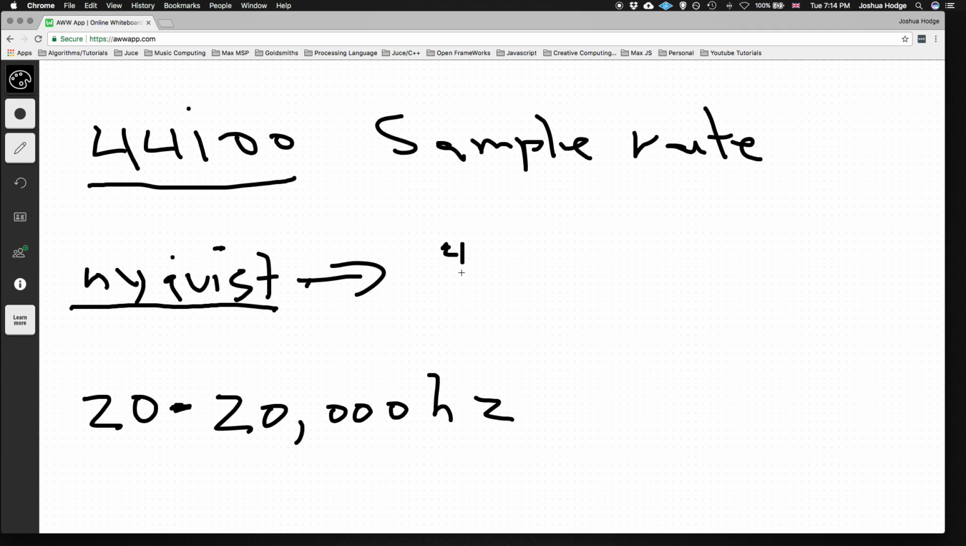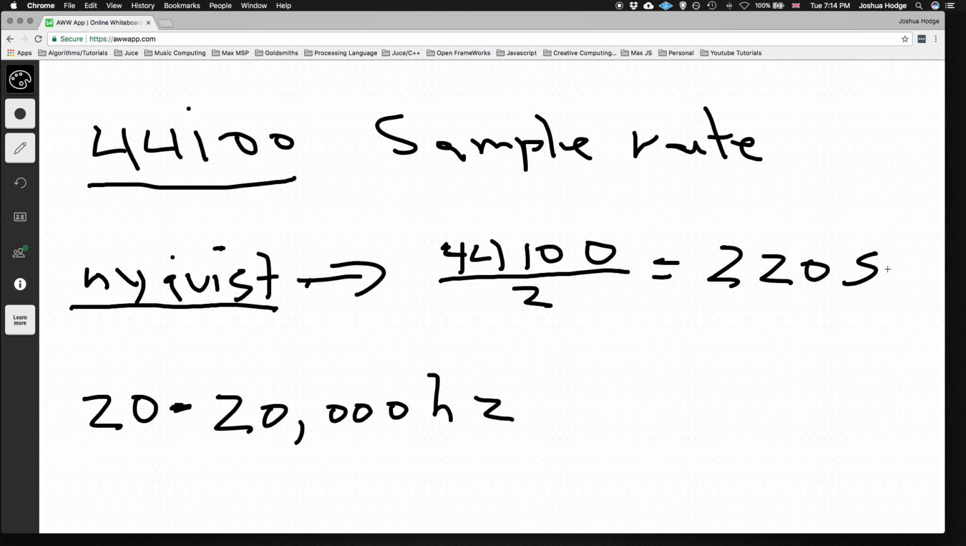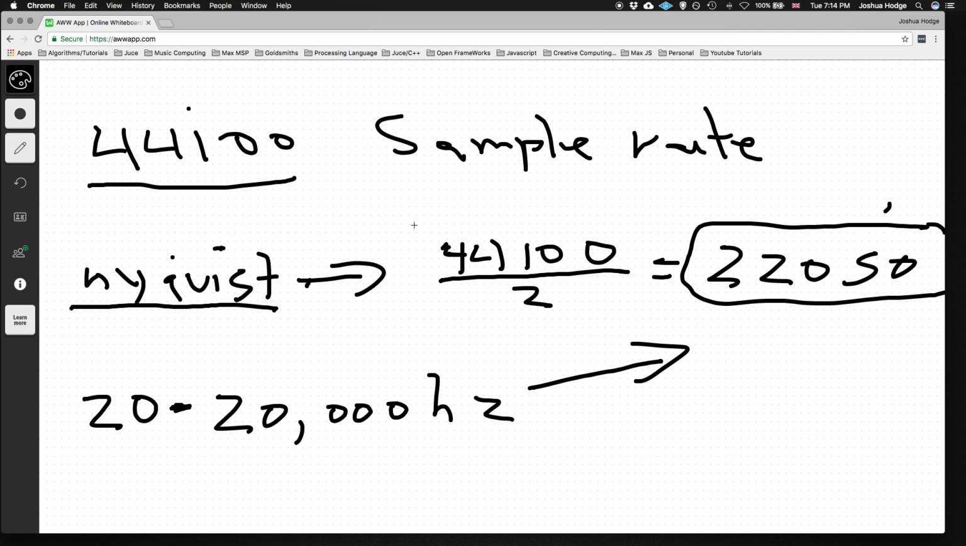So our sampling rate is 44,100, and the Nyquist says that the maximum frequency that can be represented is half of the sampling rate, which would give us 22,050. And so we can see that this is the maximum frequency that we can represent with a sampling rate of 44,100 hertz. 22,050 hertz is the highest frequency that we could represent. So we can see kind of how we got to that 44,100 hertz.